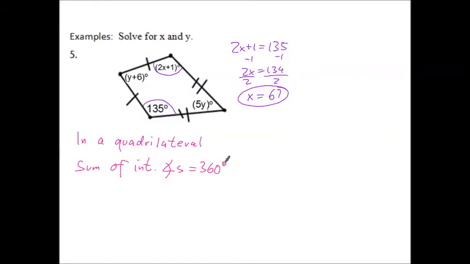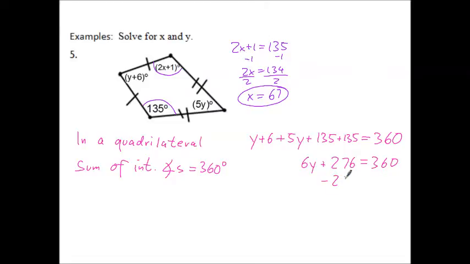All four angles together have to add up to 360 degrees. So we have y plus 6 plus 5y plus 135, and our other angle that we found before also has to be equal to 135, and all this together is equal to 360. So let's combine like terms. All our y's together are 6y, and all our constants together are 276. That's equal to 360.